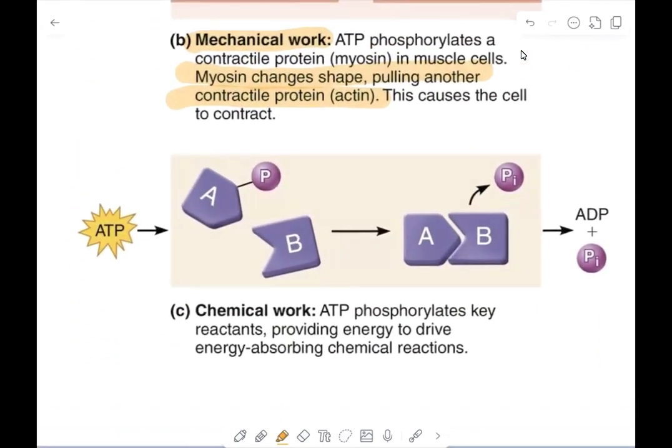And the final example is classical chemical work. So it drives an energy absorbing chemical reaction, which remember in this case is endergonic, since it absorbs chemical energy. So here the ATP is broken down to ADP, and these two reactants combine to produce, could be a disaccharide, could be a dipeptide, etc.